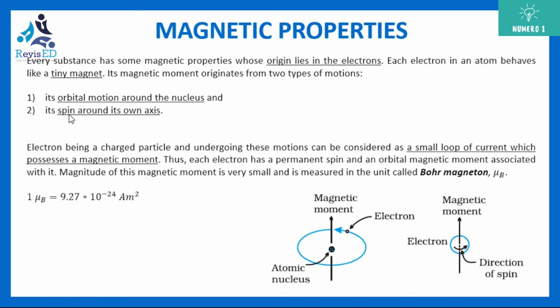And the second reason is spin around its own axis. We know that there is a spin that is plus half and minus half. That is your spin quantum number, which you can see in structure of atoms. Because of these two reasons, we see that a small magnetic moment comes out. Now, this magnetic moment is very, very small, so we measure this in units of Bohr magneton. One Bohr magneton is 9.27 into 10 raised to power minus 24 ampere meter square. So this is the unit Bohr magneton that we use for magnetic moment calculations.